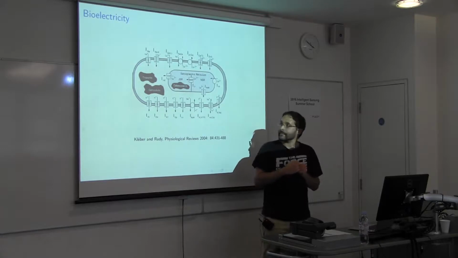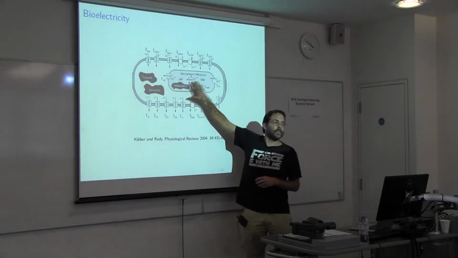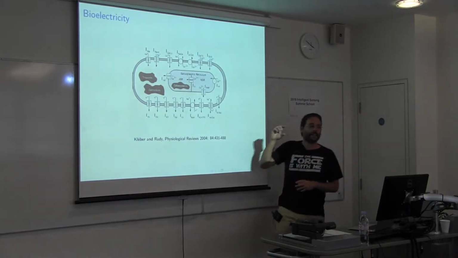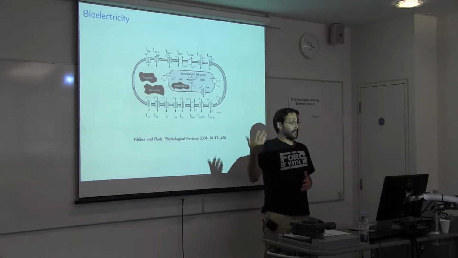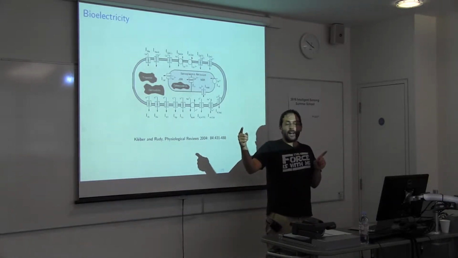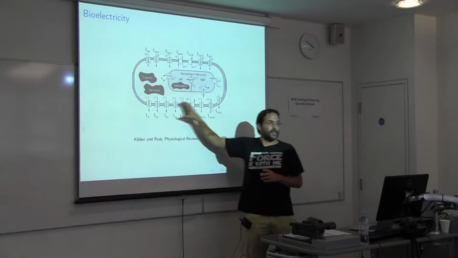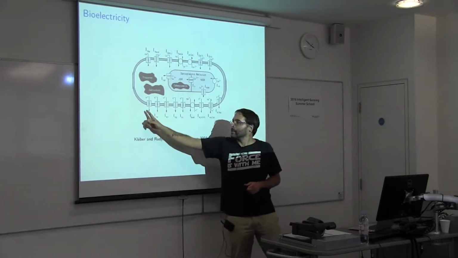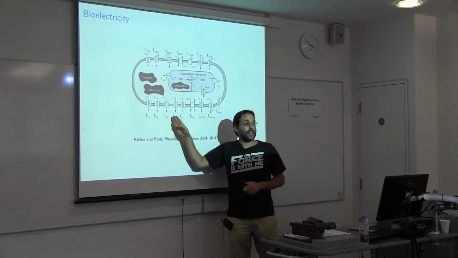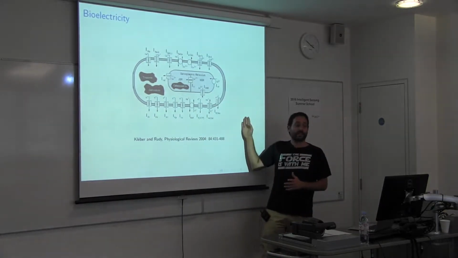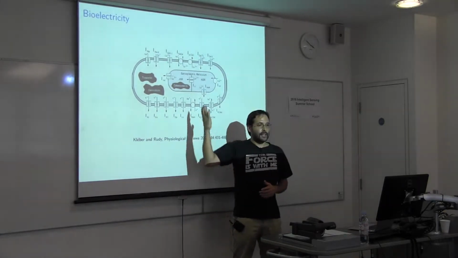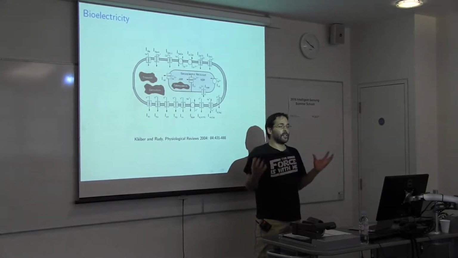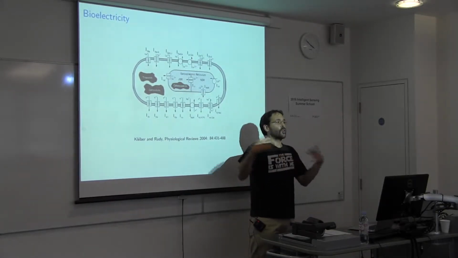Now you can imagine that if you put several cells together, there's going to be some electrical coupling between cells. And if you have a row of cells and then you start stimulating one of them, the electrical stimulus is going to propagate from one cell to the next. So what is the end result? The end result is that this electrical activity serves two purposes: contraction and also coordination, right?